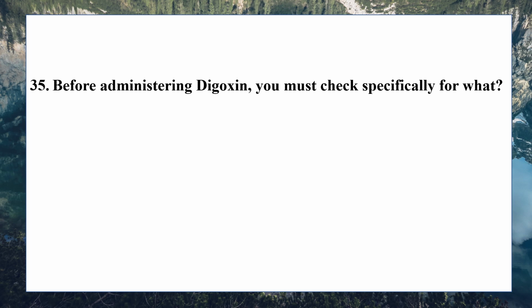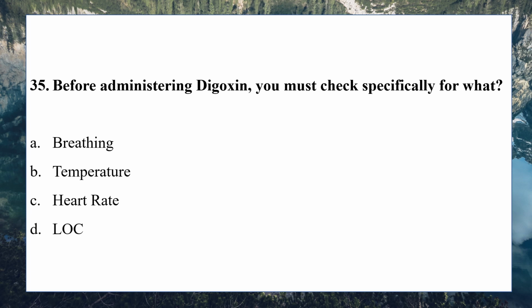Before administering digoxin, you must check specifically for what? Option A. Breathing. Option B. Temperature. Option C. Heart rate. Option D. Loss of consciousness. Answer is C. Heart rate.